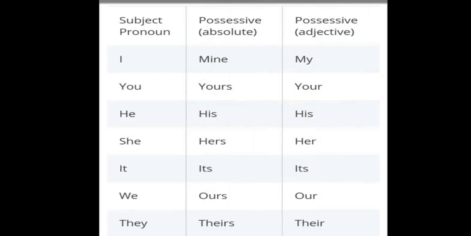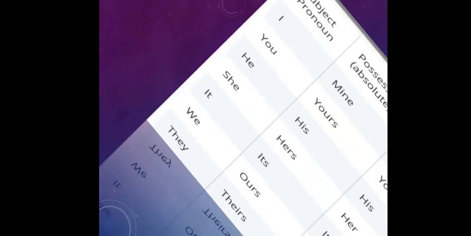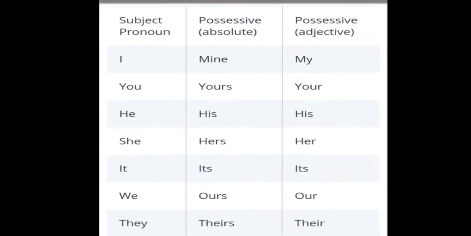Now, this is a chart that I am sharing with you guys. Subject pronoun. Now, these are the main pronouns: I, you, he, she, it, we, they. In front of it are the possessive absolute, the strong pronouns that we discussed. Mine, I is converted to mine, you is converted to yours, he to his, she to hers, it to its, we to ours, they to theirs.